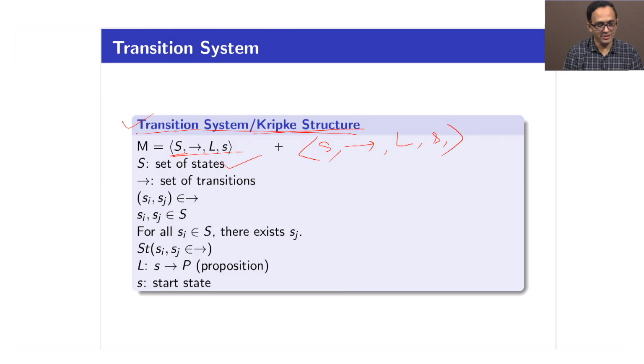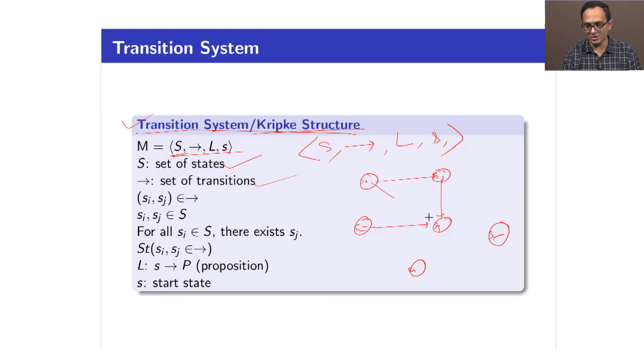S is the set of states, and this is the set of transitions. You can think about there being many states like this in your machine, say S0, S1, S2, S3, S4, S5, right. A transition is basically from one state to another, right. So, you can think about these as the transitions I have, something like this.